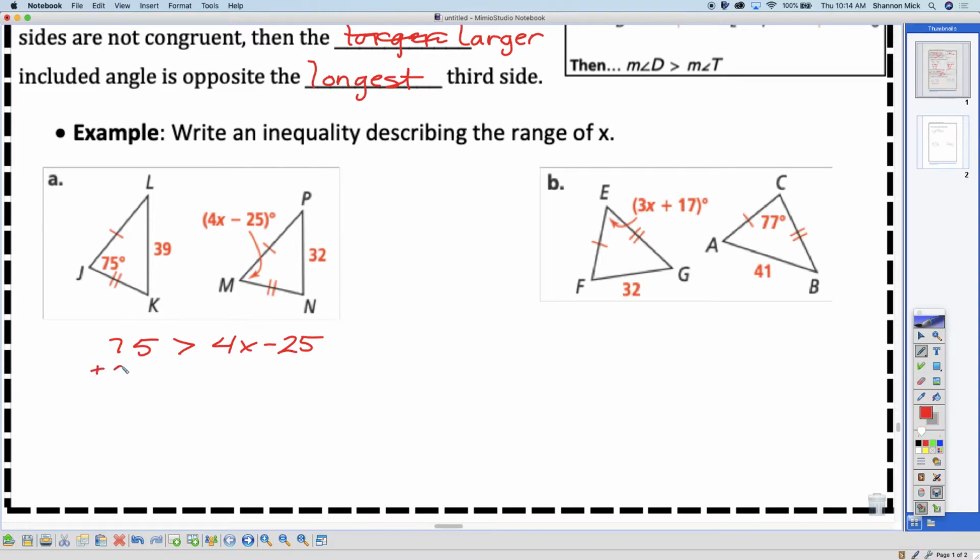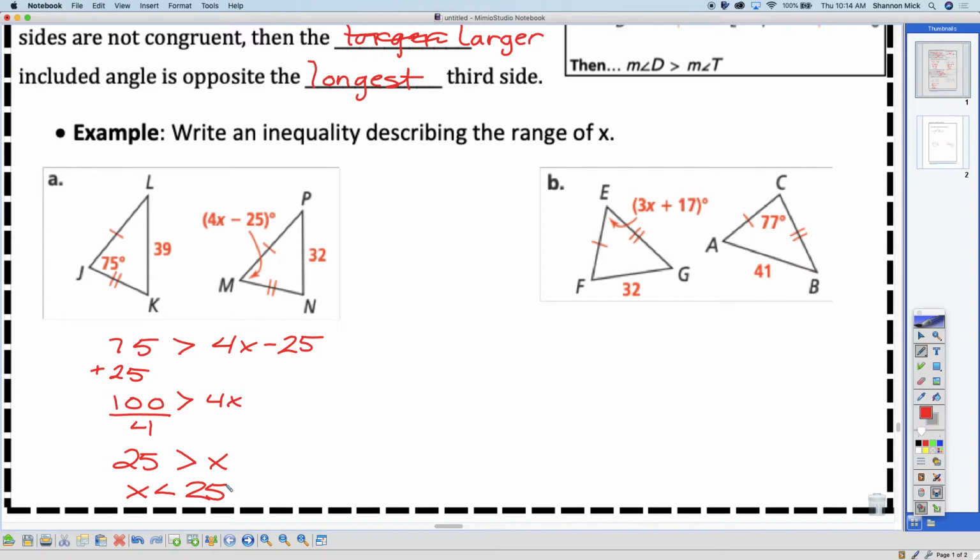So add 25, and divide by 4. So 25 is greater than x. And how would I write that in the computer? X is less than 25.